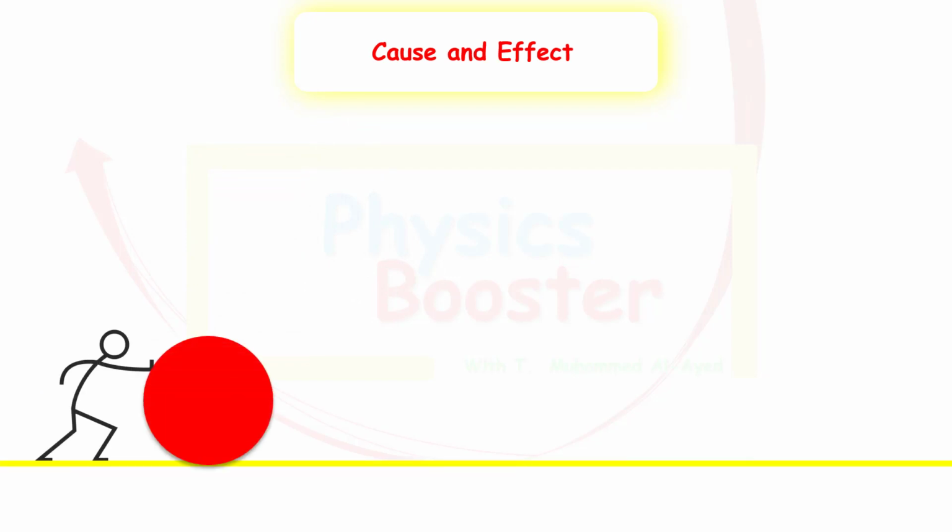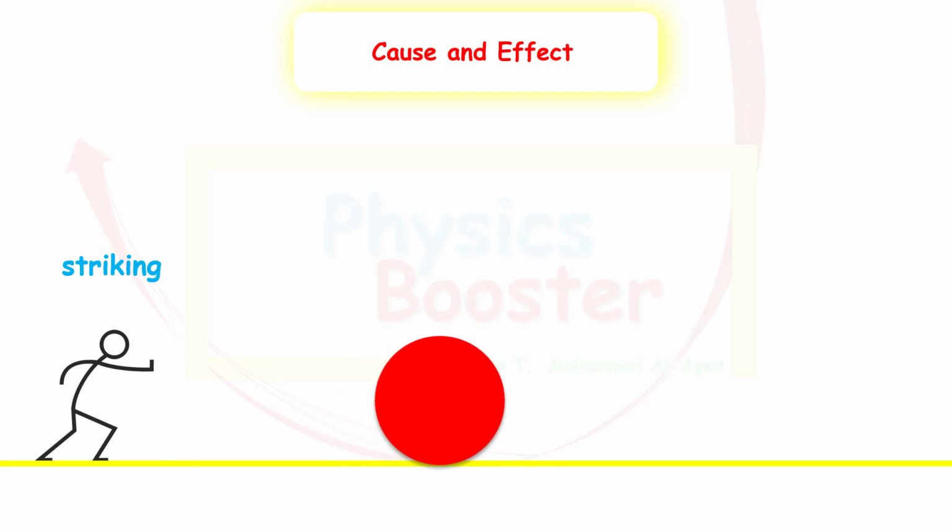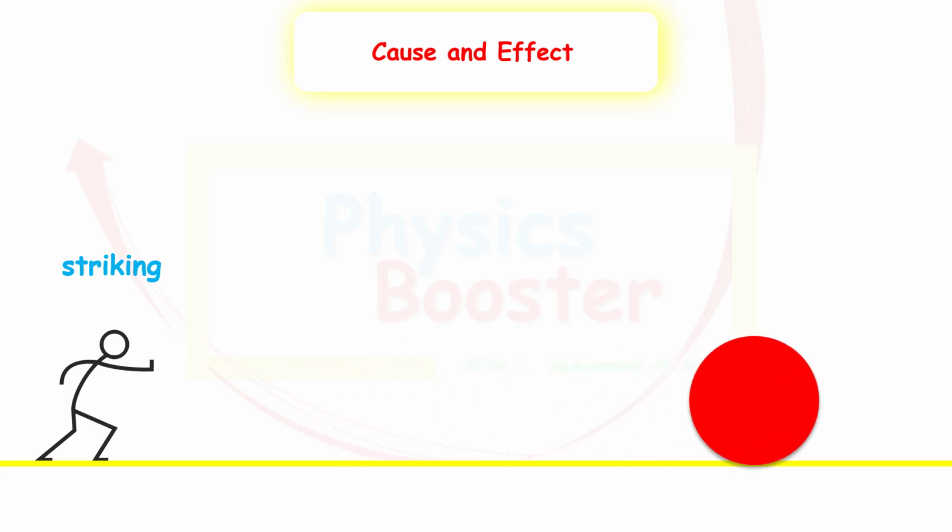Let's look at this ball right here. The man right here strikes the ball, and because the man strikes the ball, it was not moving, now it's moving, so it caused it to accelerate. So the object did not move by itself. It was caused to move by this man striking the object.